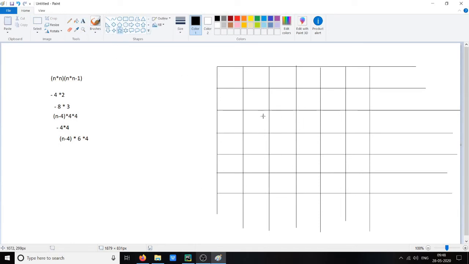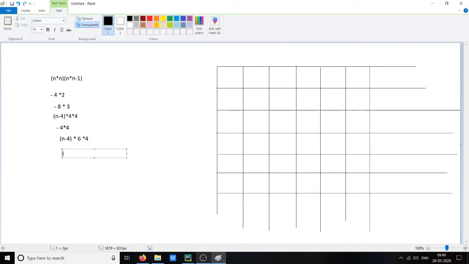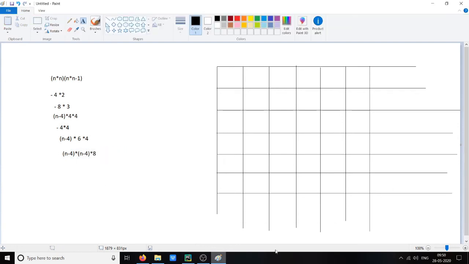Now if we move inward here, this place can attack 1, 2, 3, 4, 5, 6, 7 and 8 different positions. Now this position can be placed anywhere in the n minus 4 into n minus 4 board. So we will subtract this from the chessboard, which will be n minus 4 into n minus 4 into 8 positions. Now let us code this.